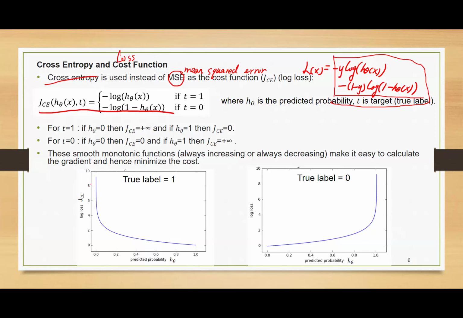And the curve of this loss will be something like this. It is a smooth monotonic function, so it will be easier to calculate the gradient of the function. It's always increasing or always decreasing. So it makes it easy to calculate the gradient and minimize the cost. So this is the introduction of the cross entropy loss.